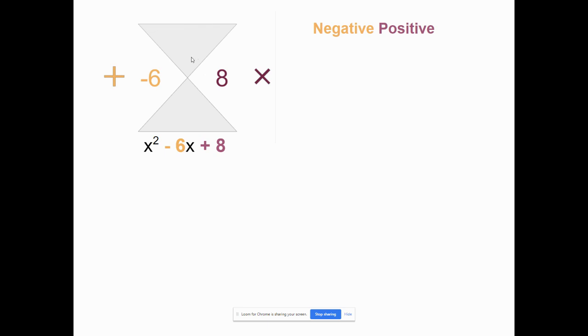So here's another factoring puzzle that you should already have done last week. And this is the trinomial that it would produce. A positive 8 from the side where we multiply and a negative 6 from the side where we add.